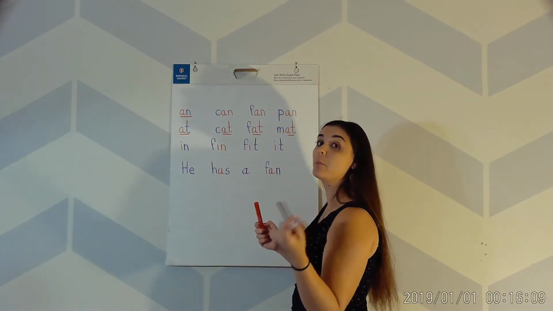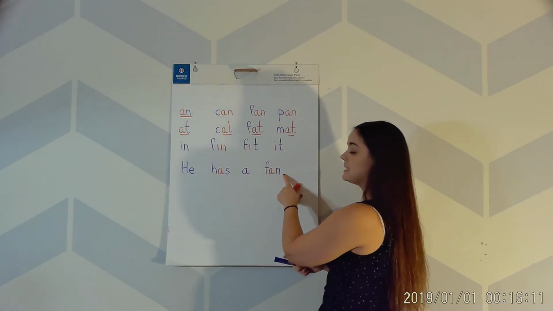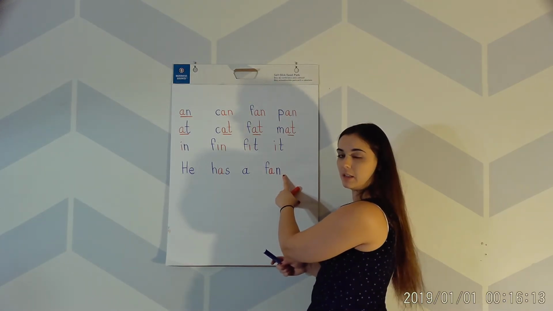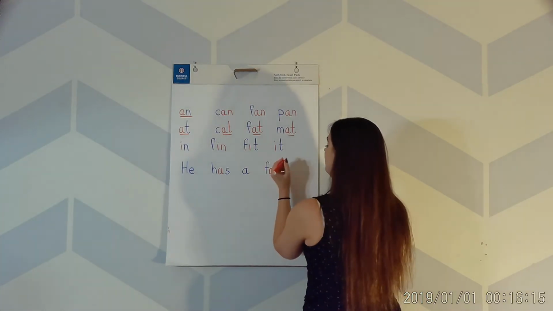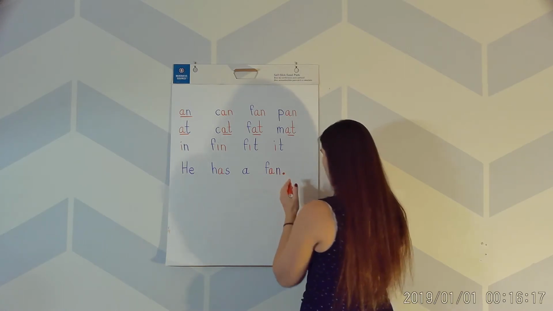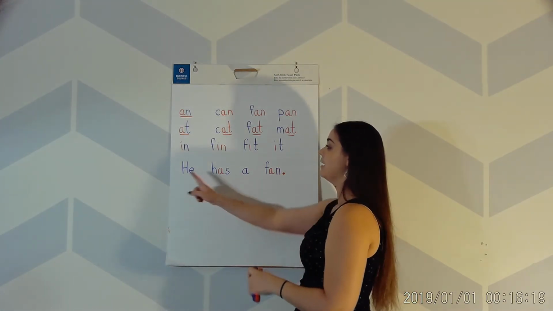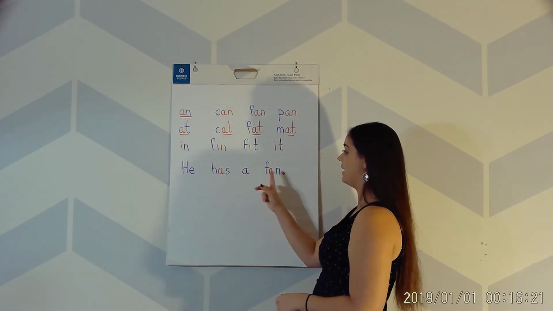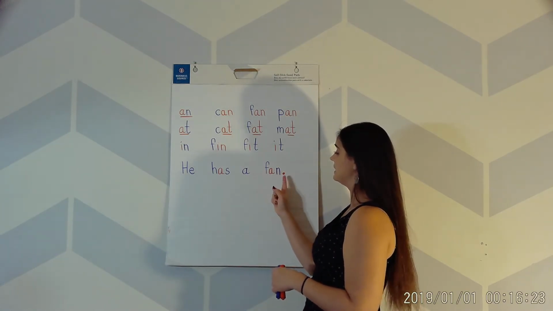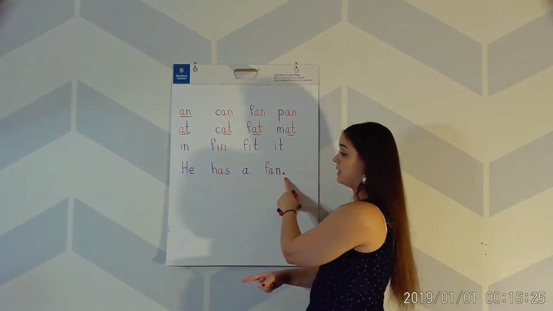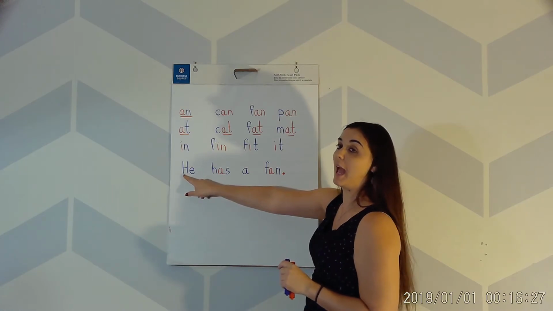Our sentence is missing punctuation. That's right. It's missing something at the end. What is it missing there? A period. Alright, let's go ahead and read our sentence again. He has a fan. So remember, every sentence ends with a punctuation and begins with a capital letter.